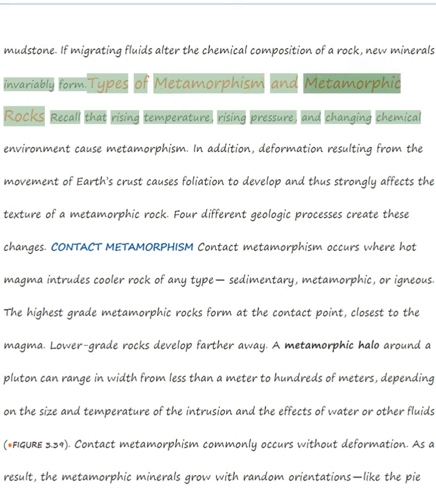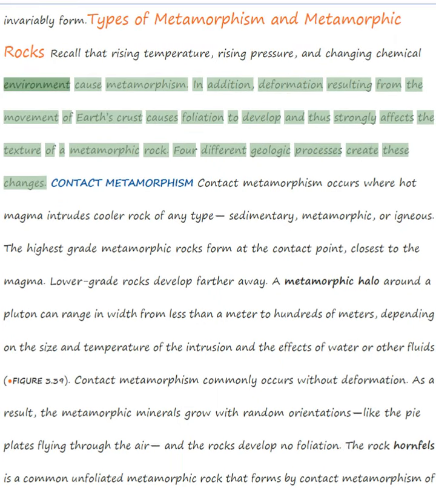Types of metamorphism and metamorphic rocks. Recall that rising temperature, rising pressure, and changing chemical environment cause metamorphism. In addition, deformation resulting from the movement of Earth's crust causes foliation to develop and thus strongly affects the texture of a metamorphic rock. Four different geologic processes create these changes.